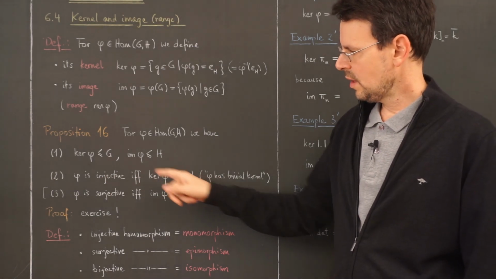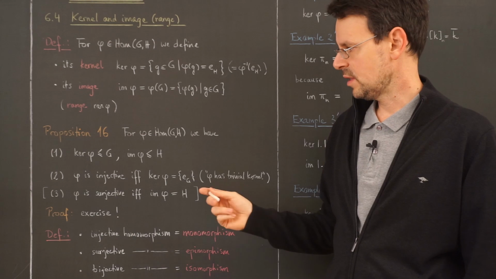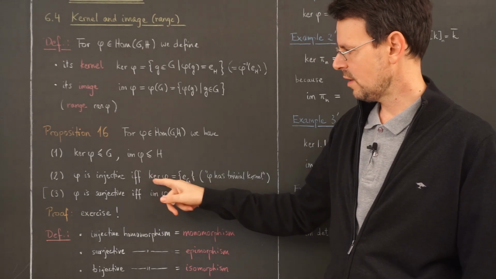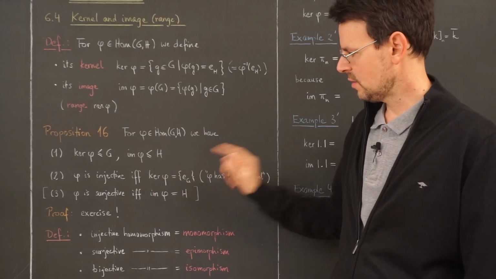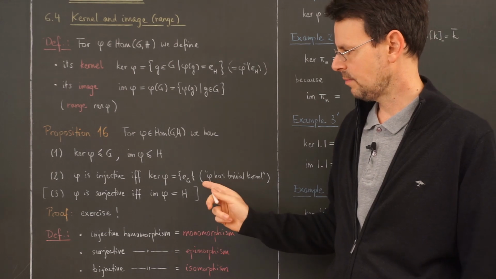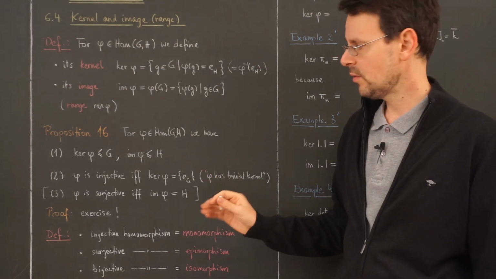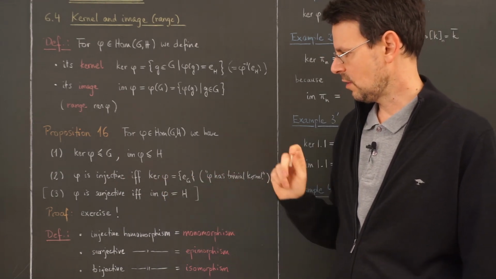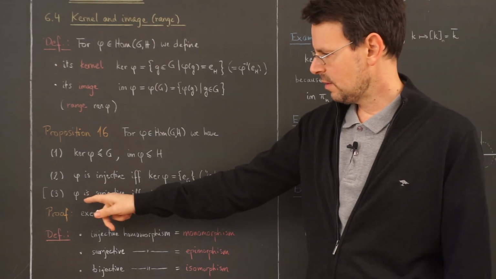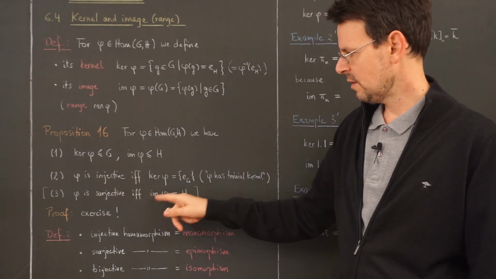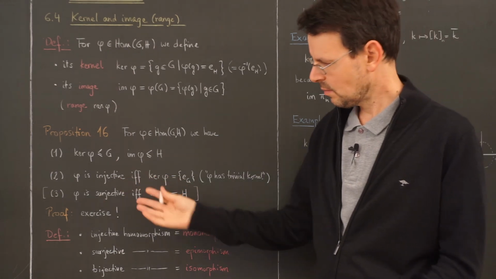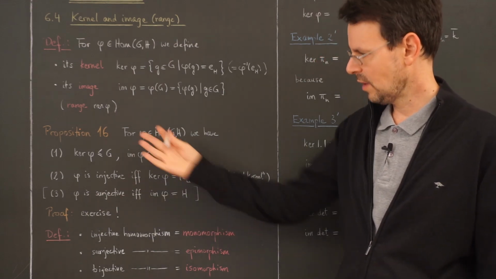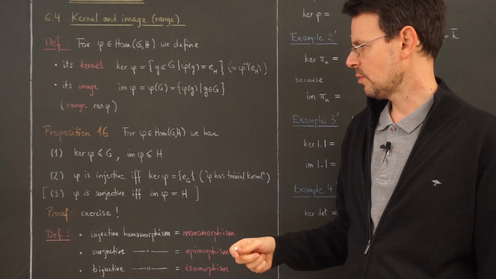This is the most important property here when talking about the kernel. The kernel shows me when a homomorphism is injective. The following is true. Phi is injective if and only if the kernel is trivial, meaning it consists only of the neutral element of G. So a very useful criterion for injectivity of homomorphisms. If and only if the kernel is trivial. And then this here, phi is surjective if and only if its image is all of H. This is simply the definition of surjectivity, but I wrote it down here anyway, so that we have kernel and image in this one proposition.